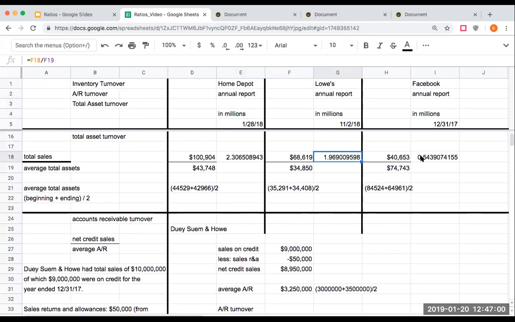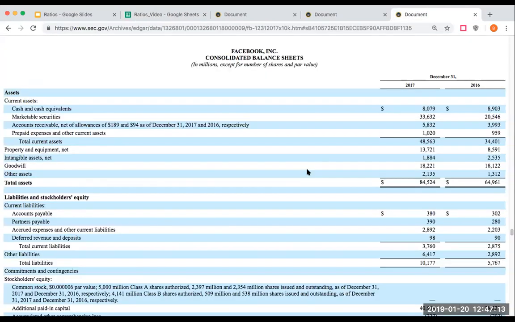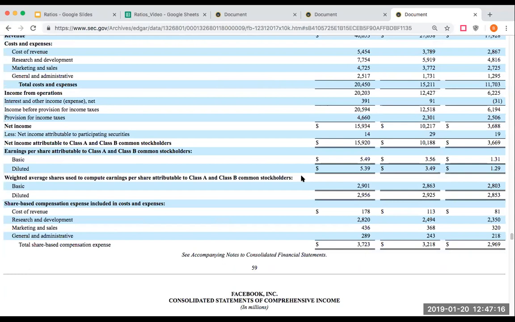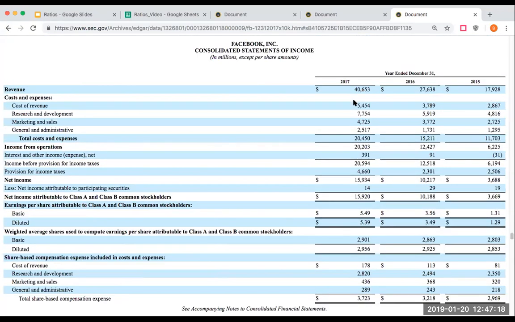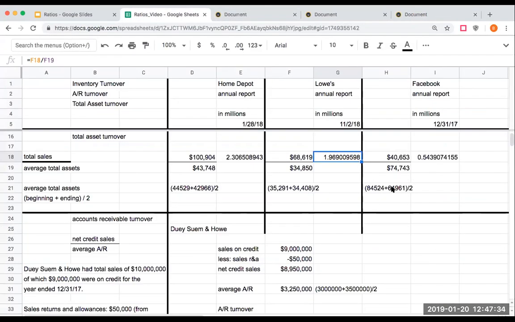Facebook, believe it or not, for the first time in this presentation, their total asset turnover is actually lower than both these companies. And let's just take a look real quick because maybe I got this wrong. So Facebook had revenue of $40.6 billion for the year ended December 31st, 2017. Wow, look at this increase. They were at 17.9, 27.6, and now they're at 40.6 billion. And so right over here for Facebook, their revenues were 40.6 billion.